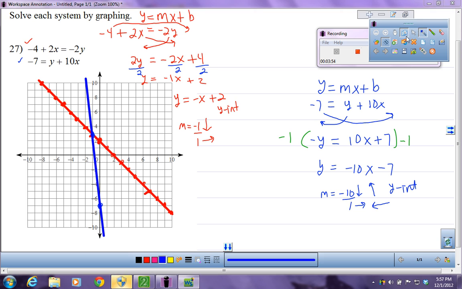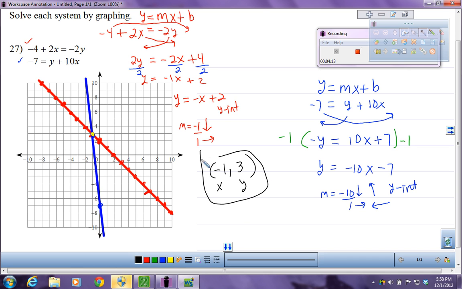And it looks like our intersection is right there, which happens to be the point negative 1, 3. Our x is negative 1, our y is 3. Okay. And that's our answer there.